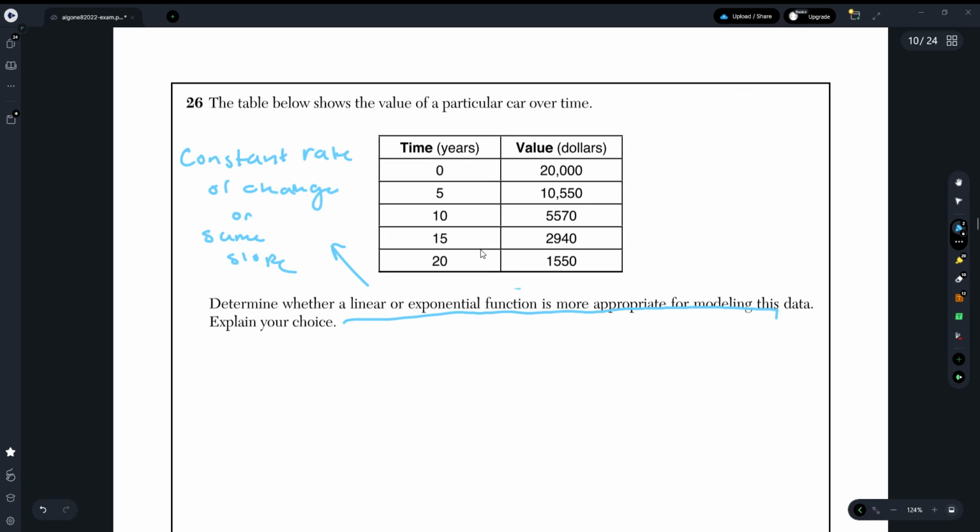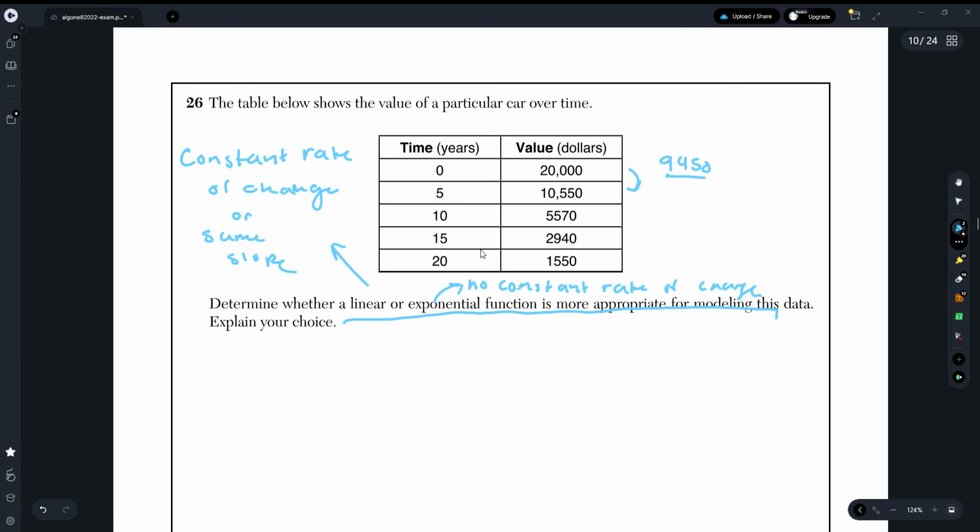And then for an exponential function, it's the opposite. You do not have a constant rate of change. Right, so if we look here, let's find our rate of change. So we go from 20k to somewhere around 10k. So I'm going to do 20,000 minus 10,550.